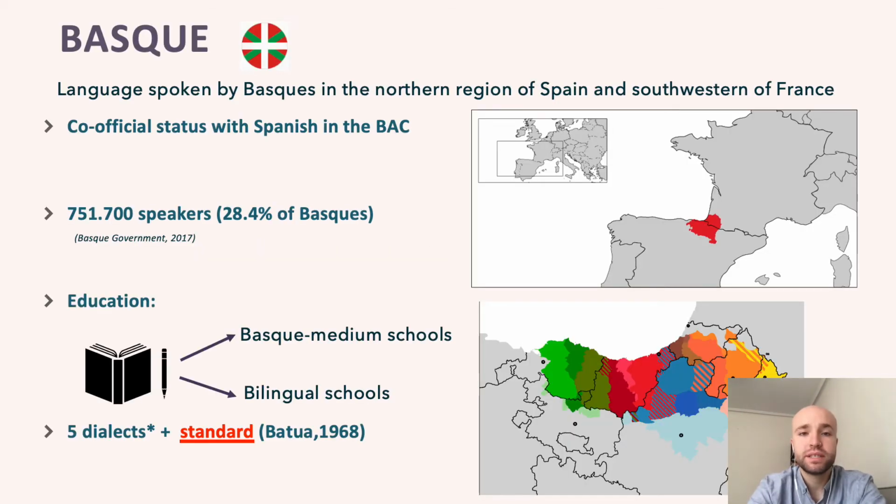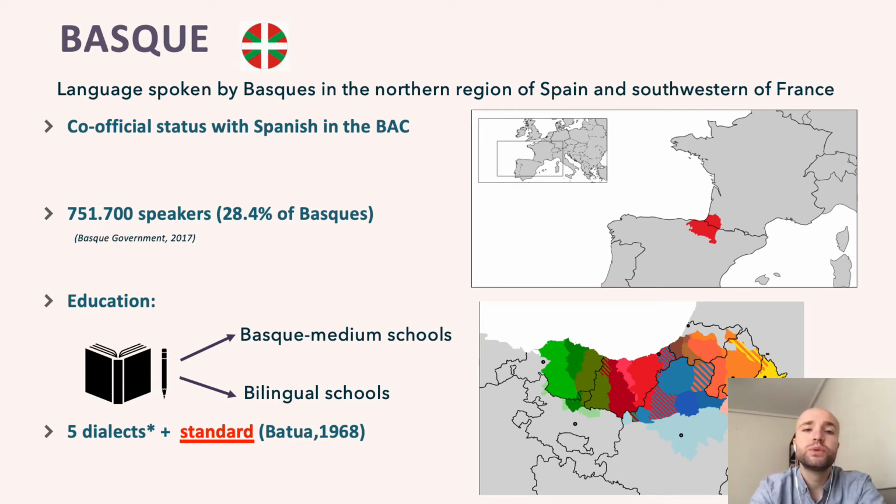In order to examine this difference, we'll be analyzing nativeness both in English and in Basque. And what is Basque? Basque is a minority language spoken by Basques in the northern region of Spain and southwestern France. Here in Spain it has a co-official status with Spanish, and it's spoken by around 750,000 speakers, more or less.